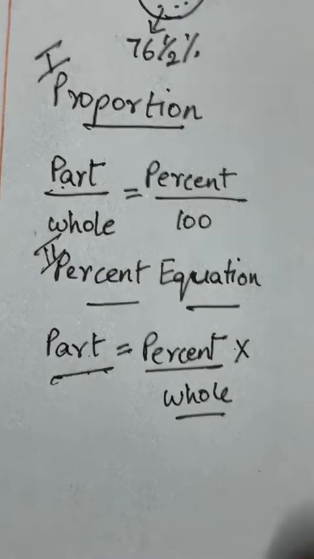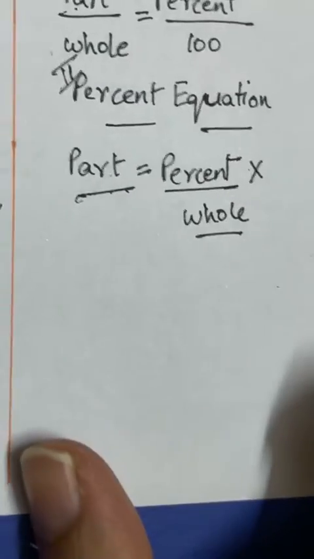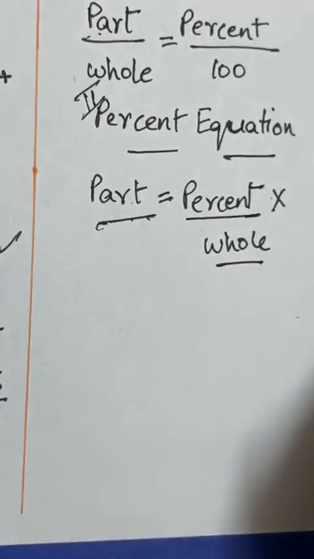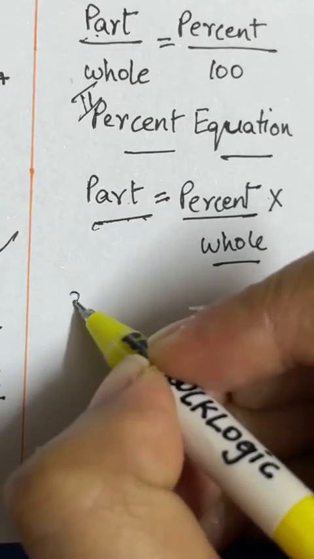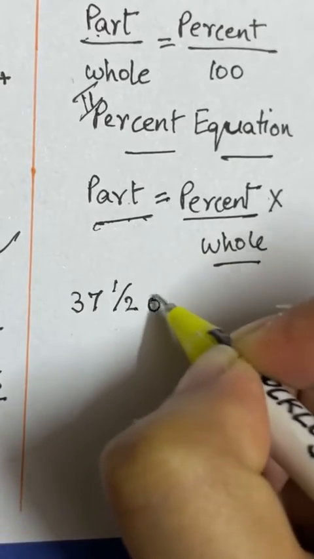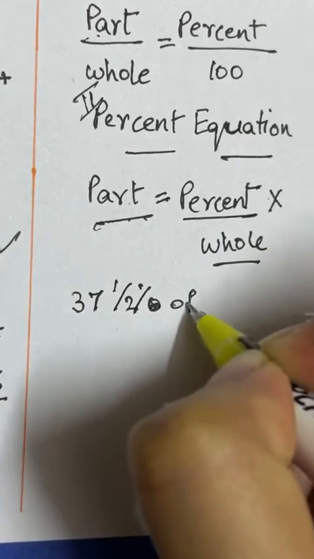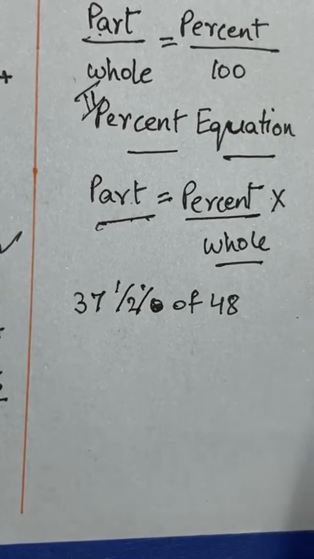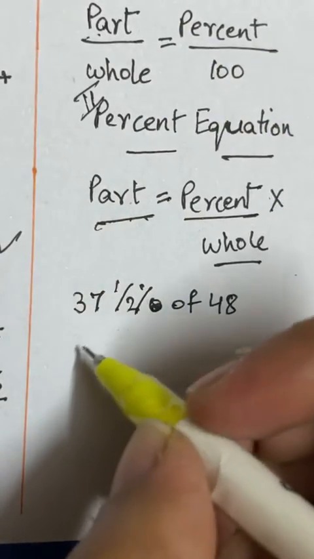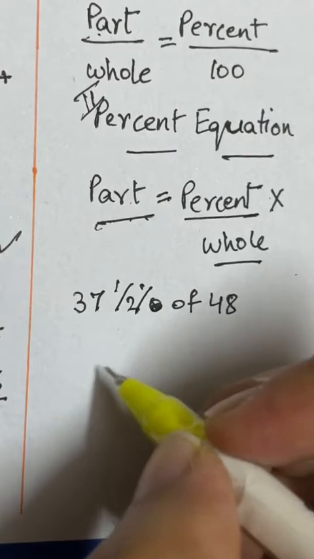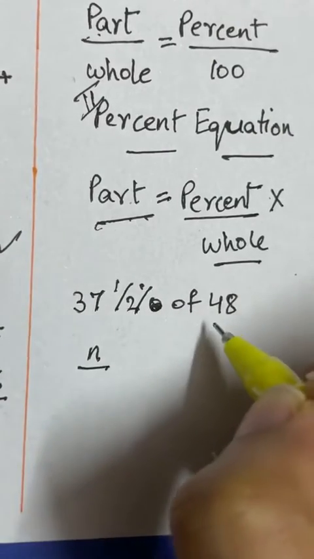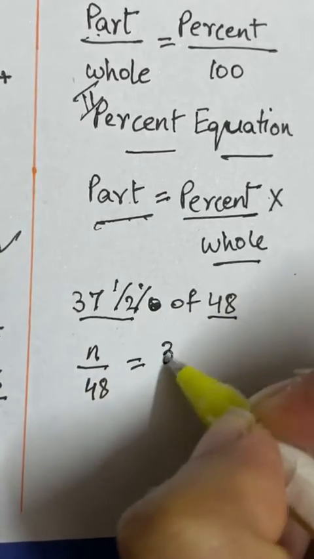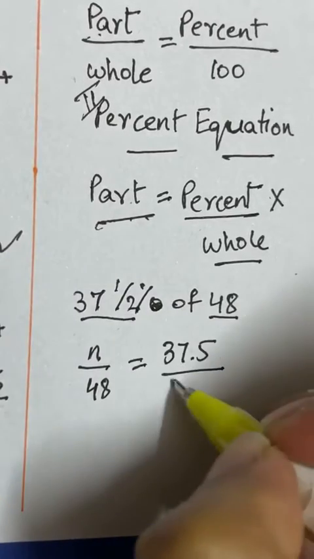Now let's try some examples on that. For example, if you have 37.5% of 48, how are we going to do that? I'm going to write using proportions. Part over whole. So what is our part? We don't know. So let us take it as n. Part is n. Whole is 48. Is equal to percent, 37.5%, that's 37.5 divided by 100.